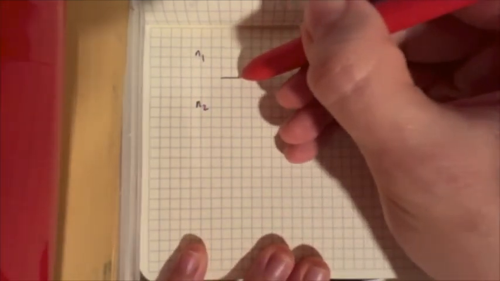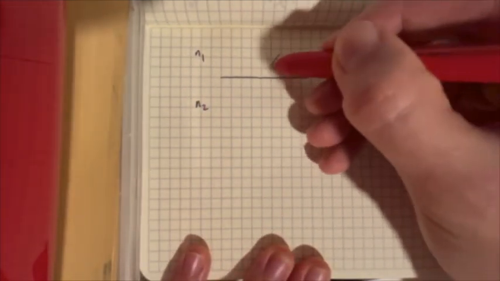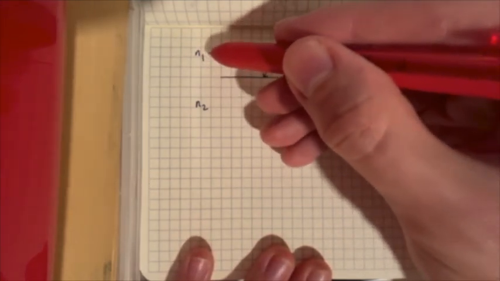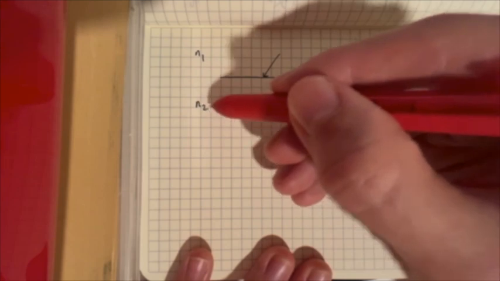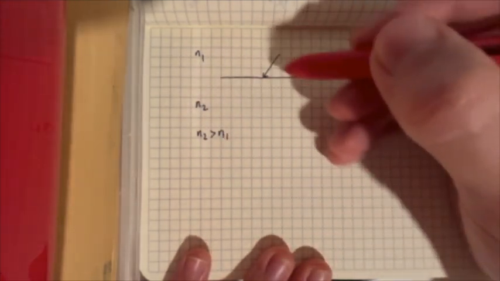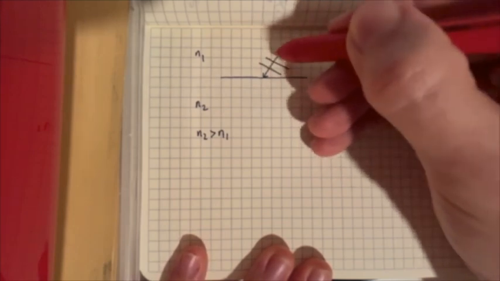So we're going to have a problem like this. We'll have a wave incident on this flat interface between a refractive index region 1 and region 2, and we'll say that n2 is greater than n1. And this is our wave vector here.